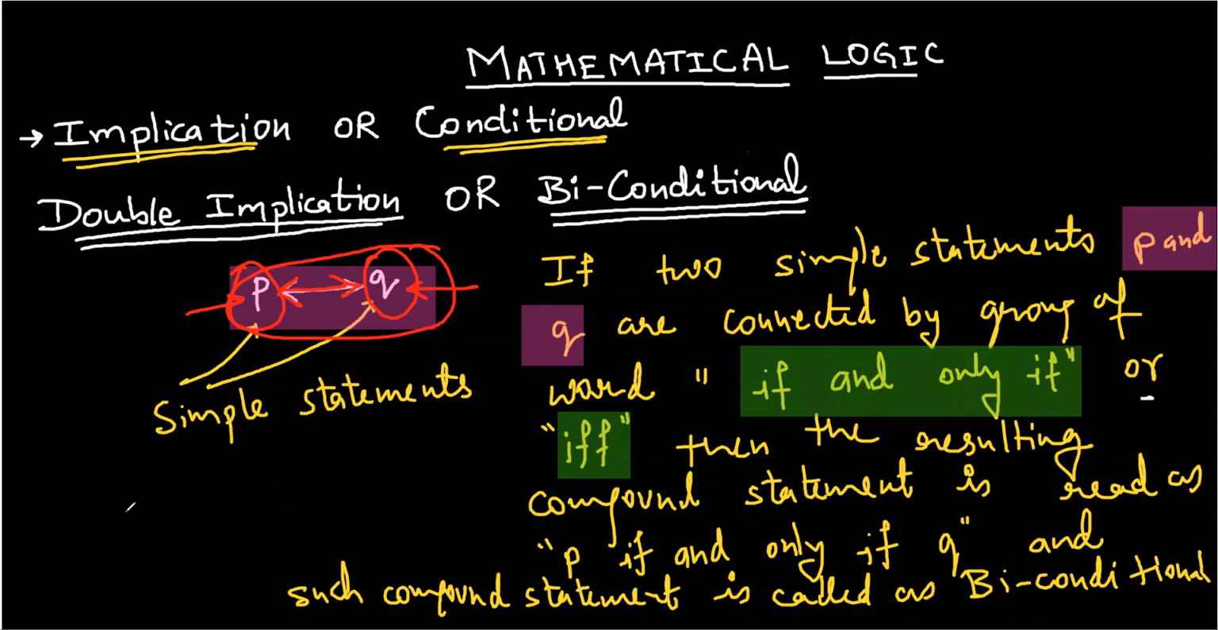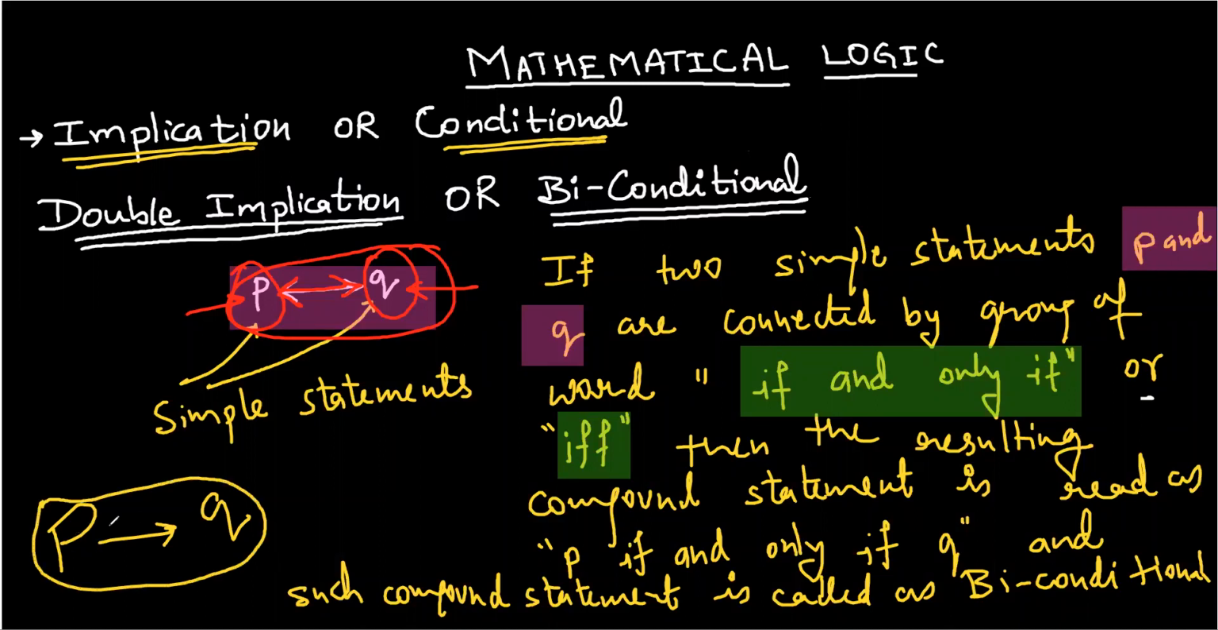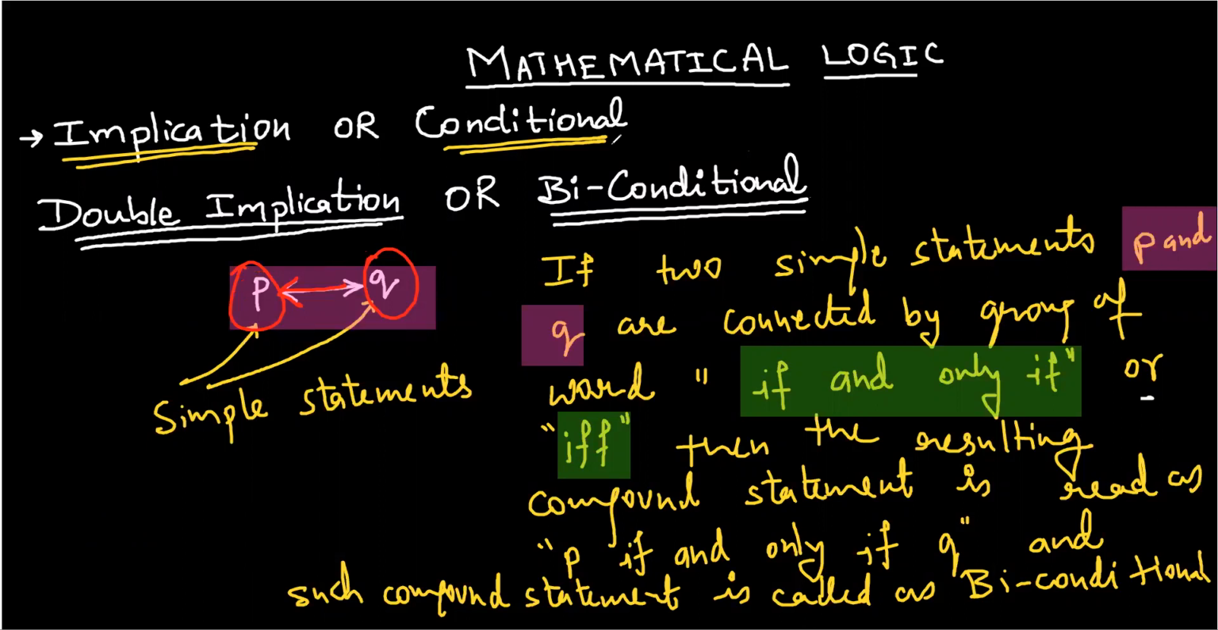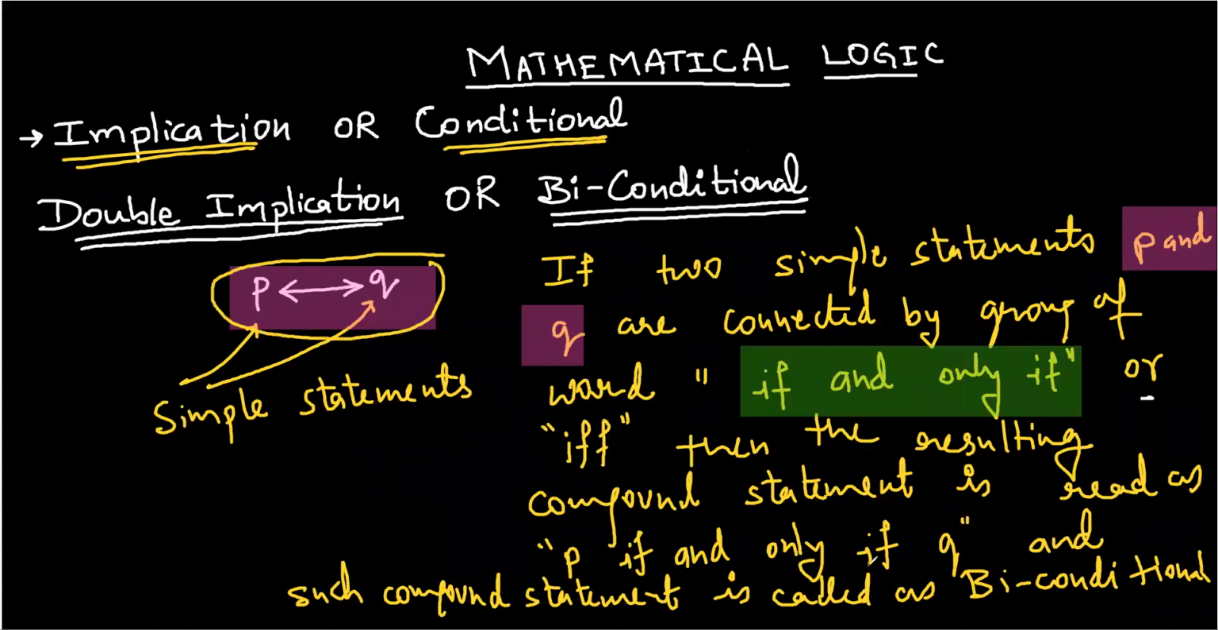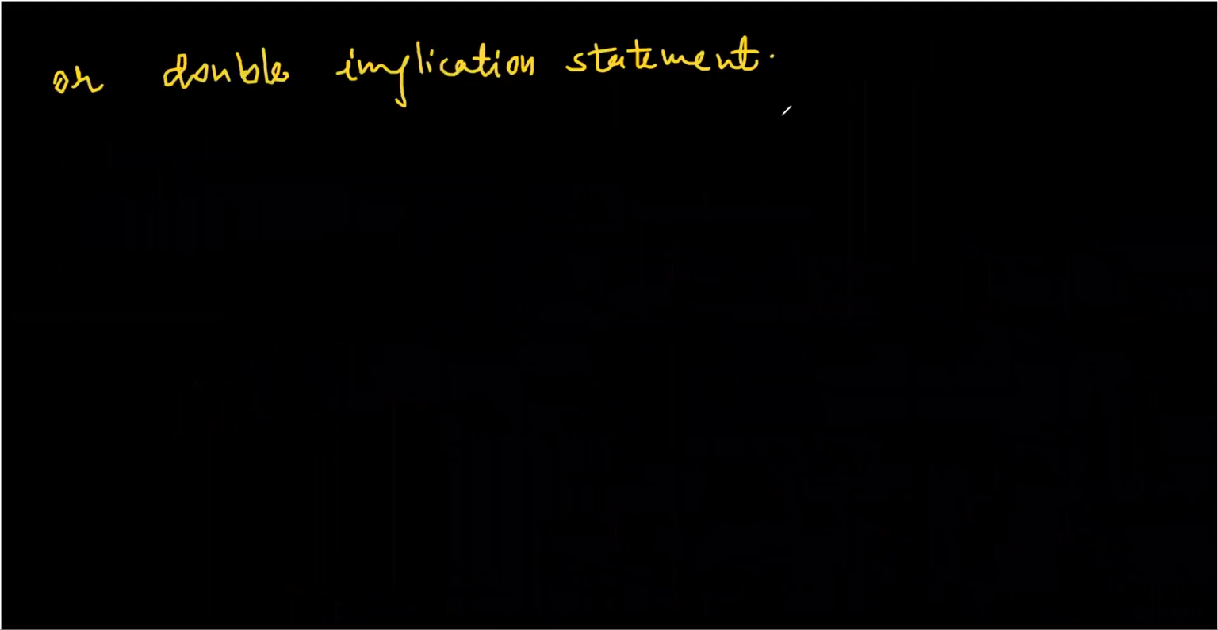Like, if you remember in lecture number 4, I wrote P, then arrow Q, and we read it as if P then Q. And here, if you have a double arrow between P and Q, you read it as P if and only if Q. And this compound statement is called a biconditional statement, or a double implication statement.